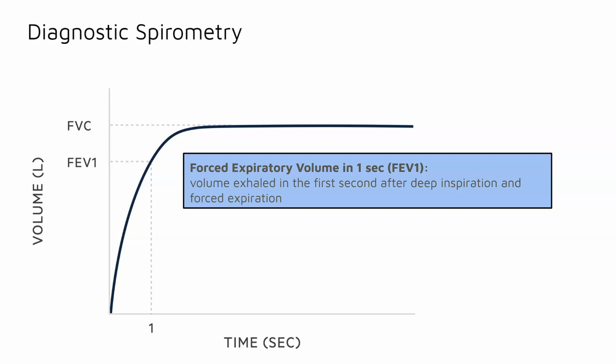So if I'm looking at the time axis here, the x-axis, I would look for 1 second, trace that upward to my line that is my data, and then I would look at the volume that that corresponds to. Just looking at x equals 1 and finding that value for y, we would have our forced expiratory volume in 1 second. This is always after a deep inhalation or inspiration and a forced expiration, as in we're pushing the air out as quickly as we possibly can.